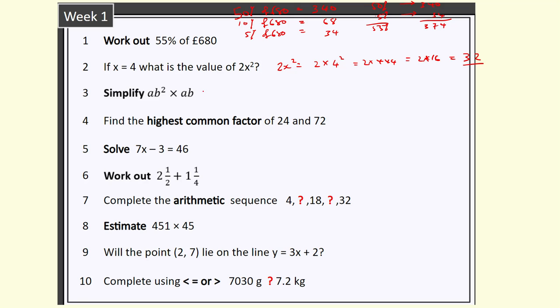Simplify. a b squared times a b. Do the a's first. You've got an a here and an a here, so that's going to give us a squared. a times a is a squared. We've got b squared times b, so that's going to give us b cubed.